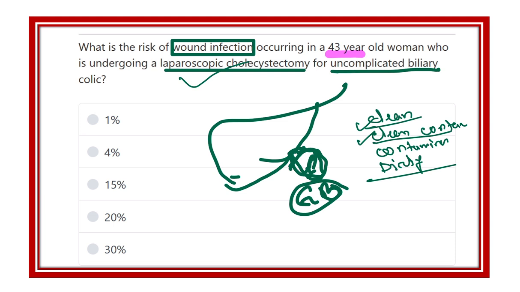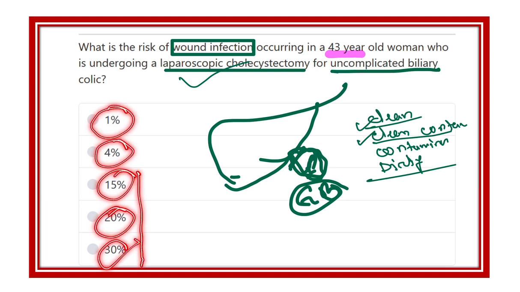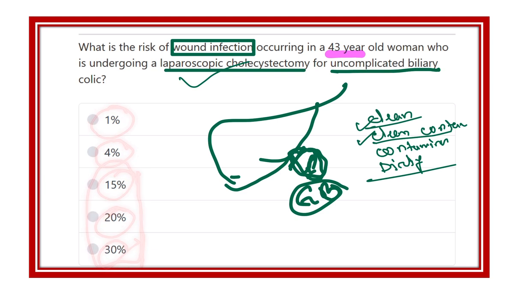So as it is a very clean wound, in this condition the wound infection rate is very low. And here the percentages are 1, 4, 15, 20, 30. So 15, 20, 30 usually will not be the answer. Our answer will be located within 1 and 4 because this is a very clean wound or clean contaminated wound. So let's see.